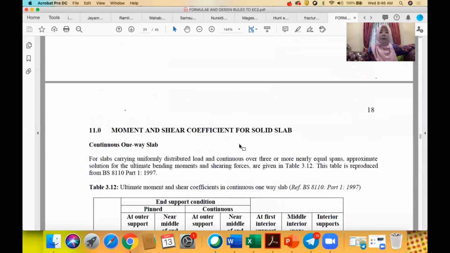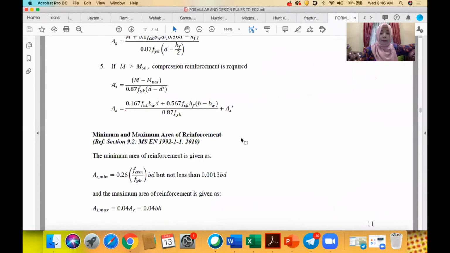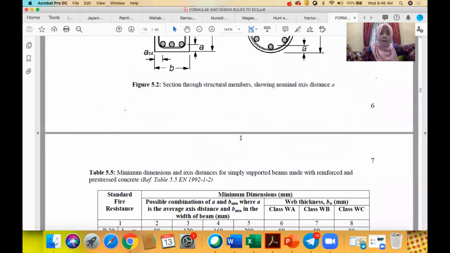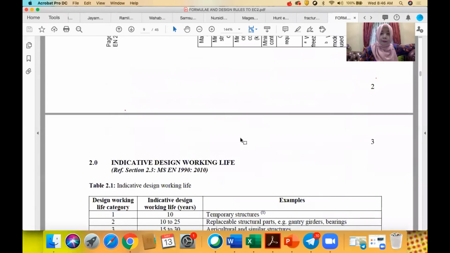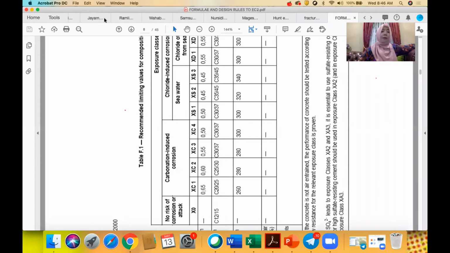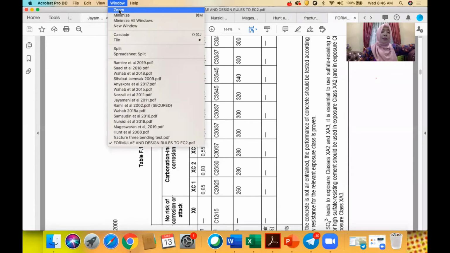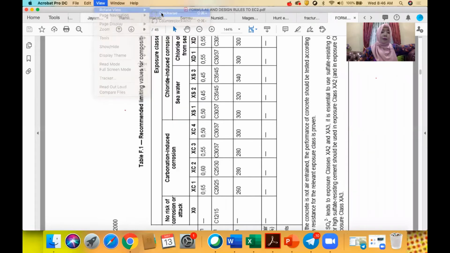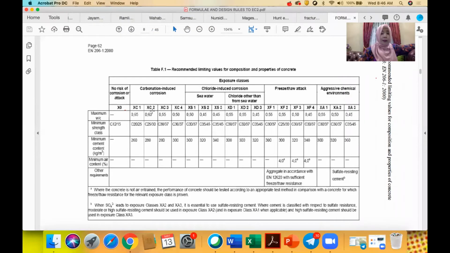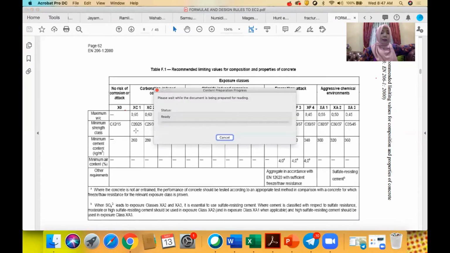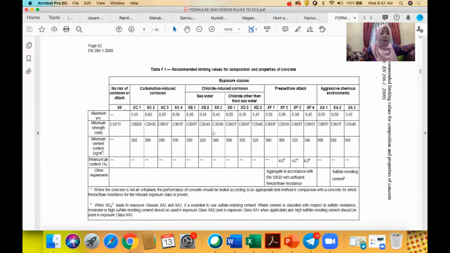You can see here, you rotate it clockwise. You can see here XC1, the minimum is C20. Now we use 25. It's okay because this is above the minimum strength of 20.